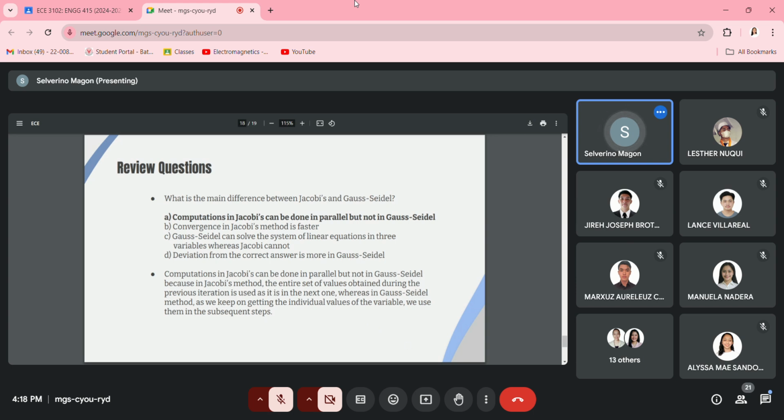Okay, so we can do parallel execution of each equation for the Jacobi method, but if we do it in sequence, then we can obtain faster convergence rates in the Gauss-Seidel method.